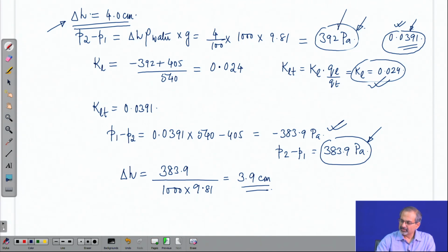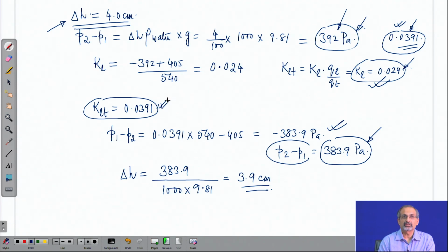And how does it reflect in the K L calculations? Where the pressure is higher, you get a K L of 0.024. Where the pressure is lower, you get a K L which is 0.0391. That means, as the loss coefficient is increasing, the pressure difference between the two sections is reducing. There is a lower gap between the static pressures. It is because there is a loss in static pressure basically.